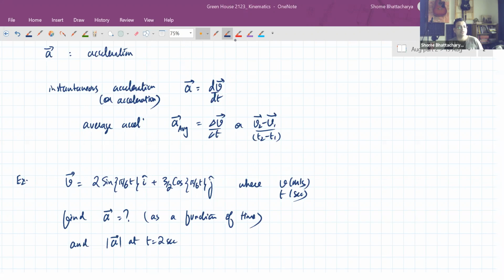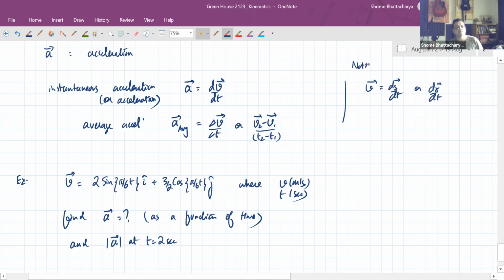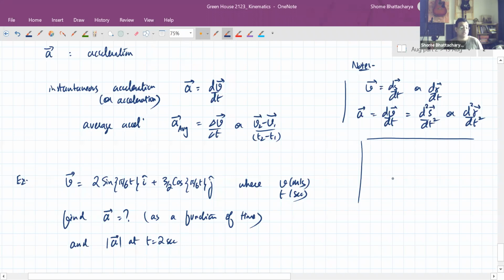Yes, so that is correct. Since v is ds by dt or dr by dt, acceleration, as you correctly pointed out, can also be written as the second derivative of displacement with respect to time, or second derivative of position with respect to time. Incidentally, you can also use the chain rule, but that will be more for the scalar notation. So chain rule we will not see immediately over here. I will explain that to you later when we discuss a little bit more about this.